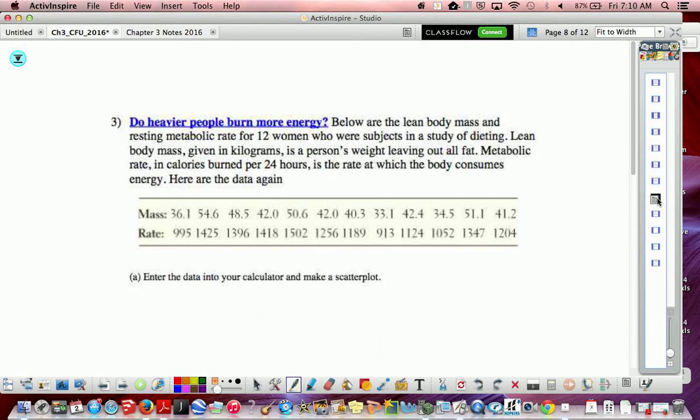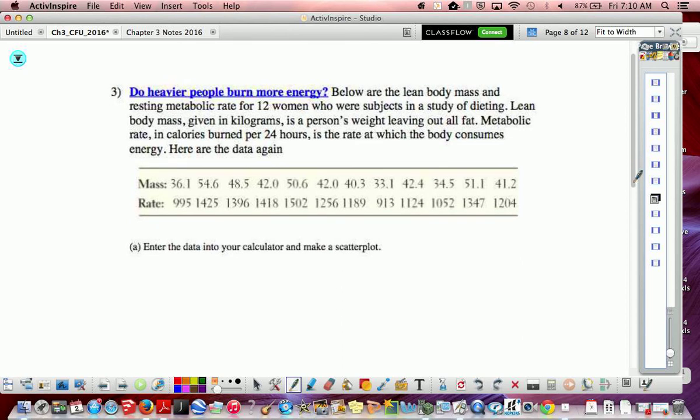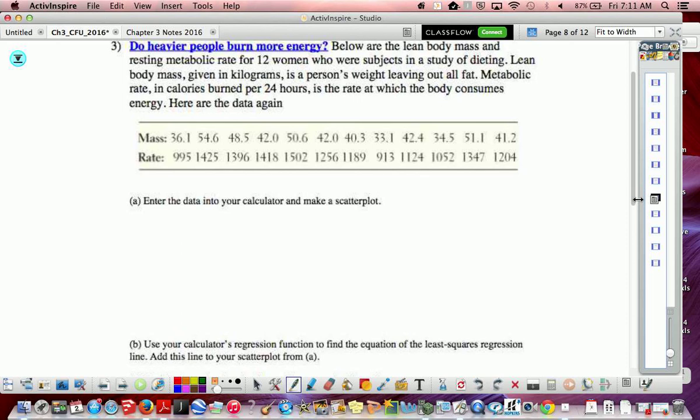All right, so on the back page, it says, do heavier people burn more energy? Below are the lean body mass and the resting metabolic rate for 12 women who were subjects in a study of dieting. Lean body mass, given in kilograms, is a person's weight, leaving out all fat. Metabolic rate, in calories burned per 24 hours, is the rate at which the body consumes energy. Here are the data again. My guess is this is a problem we did, and I remember us talking about this when we were talking about correlation and scatter plots back in like 3.1 and 3.2.